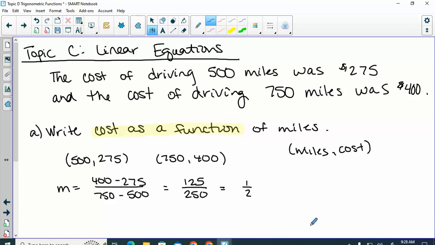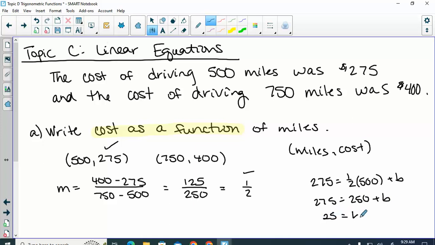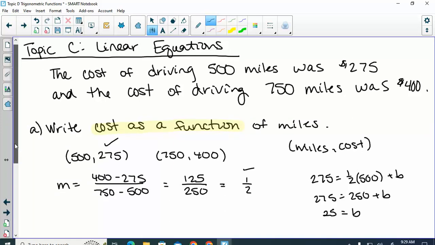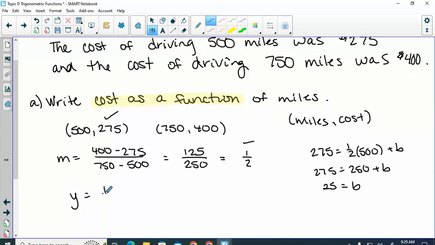So I get 1/2. So now you take one of your points and your slope, plug into y equals mx plus b. So if I just did the first one, y equals m times x plus b. So my equation would be y equals 1/2 x plus 25.